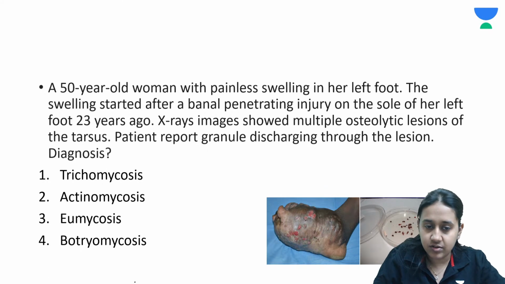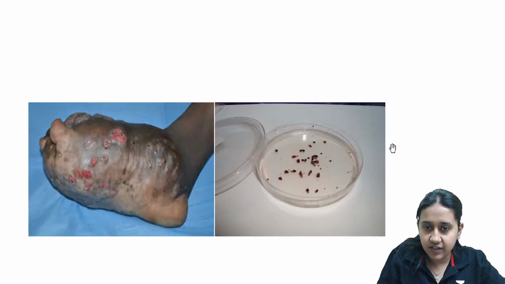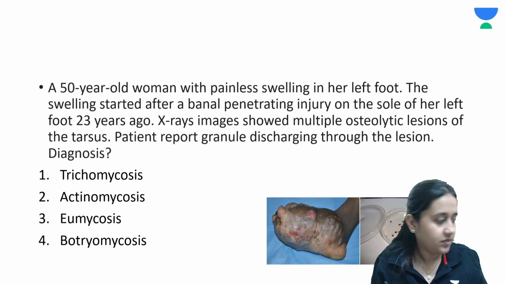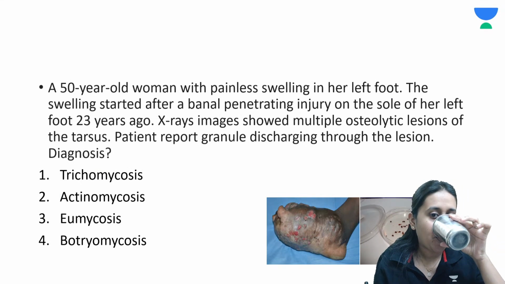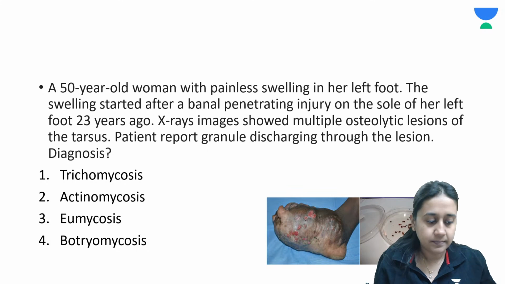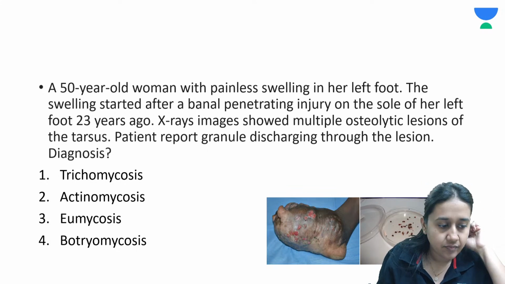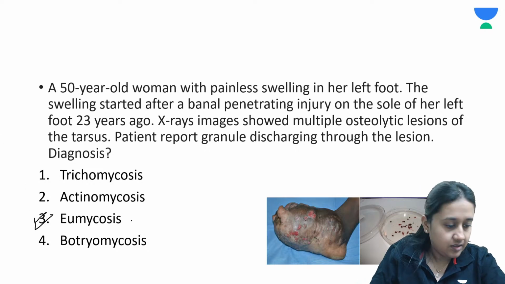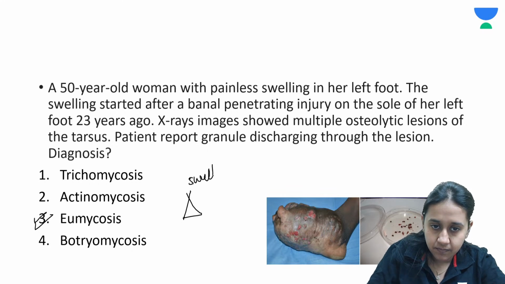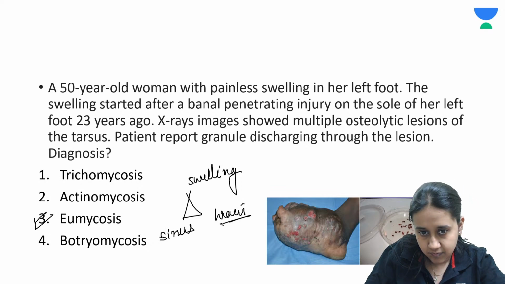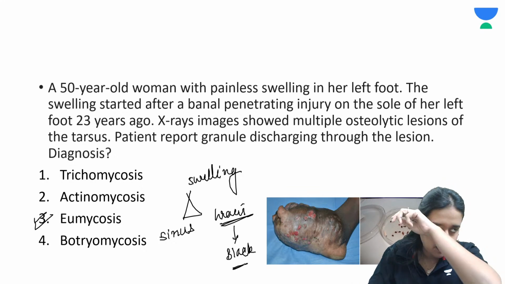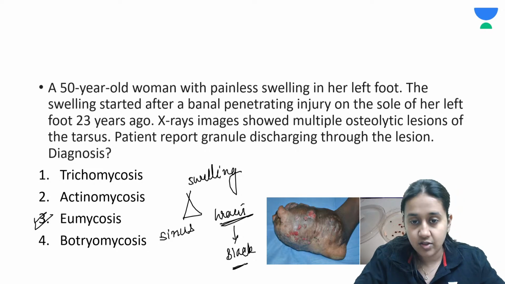Very nice. These are black granules. The color of the granules are black with some blood tinting, and there is swelling of the foot. What can be the diagnosis? It is eumycetoma, a very classical triad of swelling, sinus discharge, and grains. You see black color grains in the patients of eumycetoma.